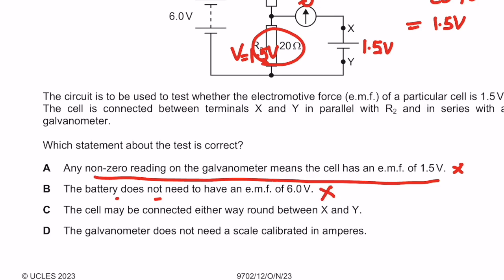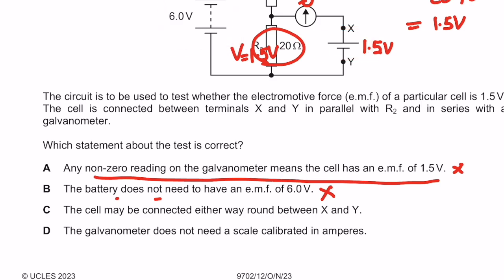Answer C: the cell may be connected either way around terminal between X and Y. That's wrong. It's very important that the cell is connected the same way as the driver cell. This and this should have negatives and positives in the right order.